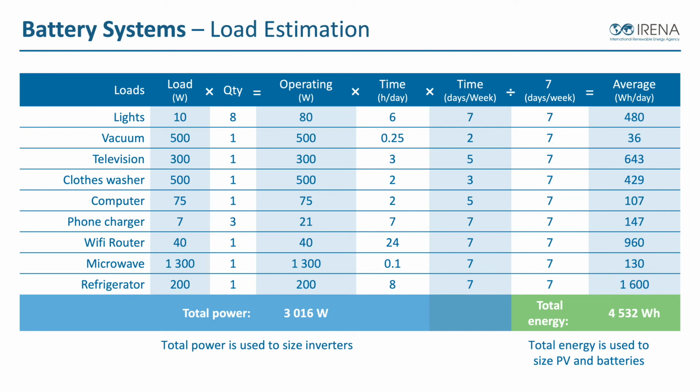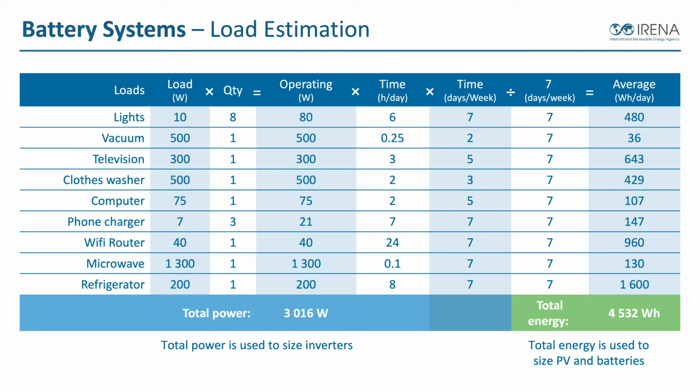So if we look at an example here, the first one we have is lights. We have a 10 watt light. Let's say each light bulb is 10 watts. And in this example, we're saying we have 8 10-watt light bulbs. So our total operating watts for our lighting is 80 watts. Then we have to estimate how many hours a day we want to run those light bulbs.